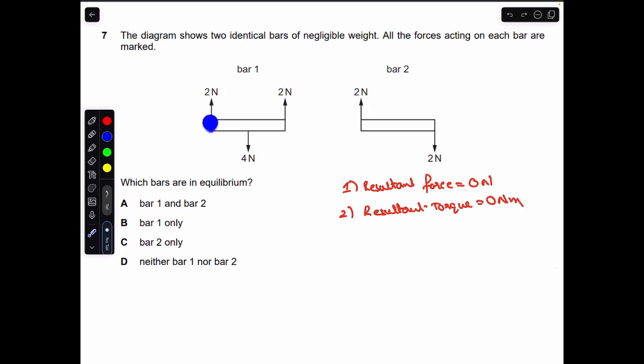Now over here you have 2 newtons upwards and then 2 newtons upwards, so the total upward force is going to be 4 newtons. Similarly, you have a downward force of 4 newtons as well, hence the resultant force is 0. So the sum of forces is equal to 0. For this, the first condition is met. The second condition is the resultant torque should also be 0.